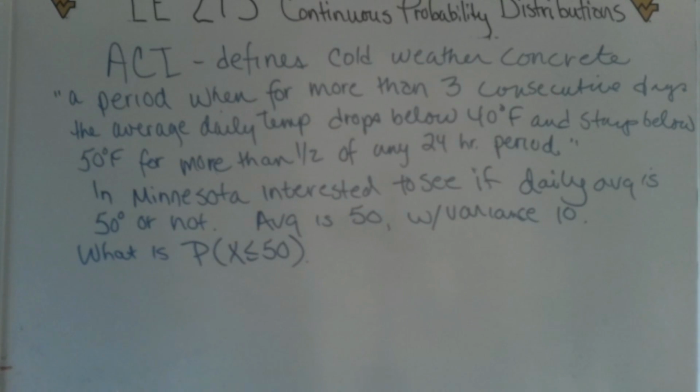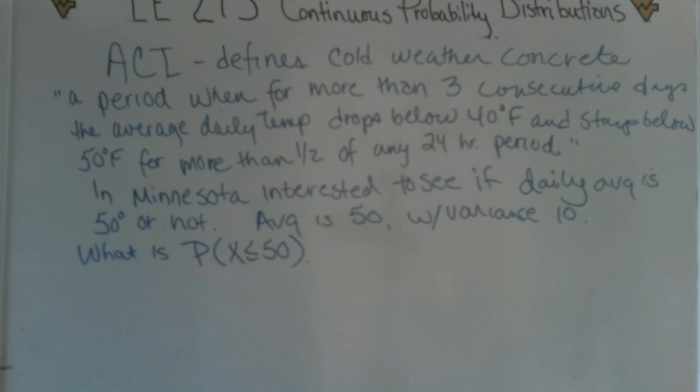The ACI, which is the American Concrete Institute's definition of cold weather concreting, as stated in ACI 306, is a period when for more than 3 successive days the average daily temperature drops below 40 degrees Fahrenheit and stays below 50 degrees for more than 1/2 of any 24-hour period.